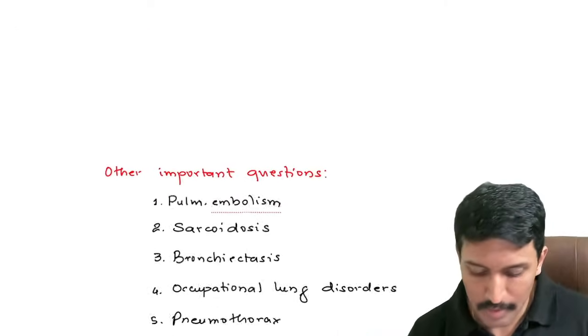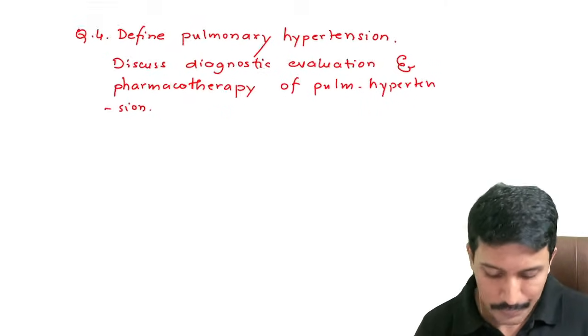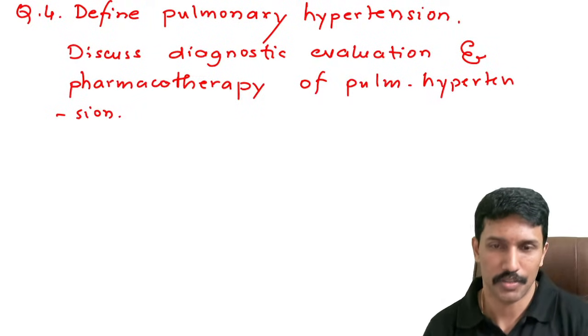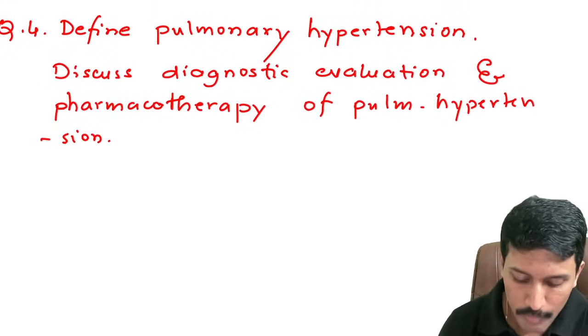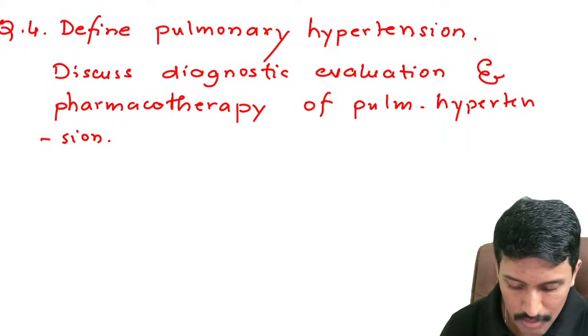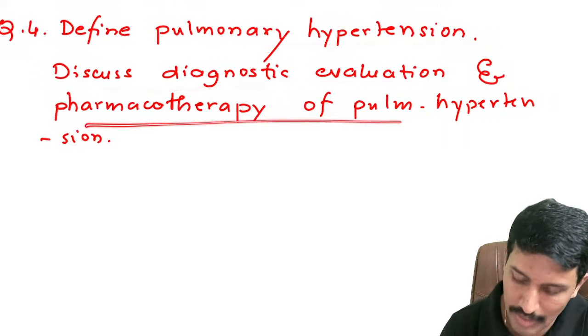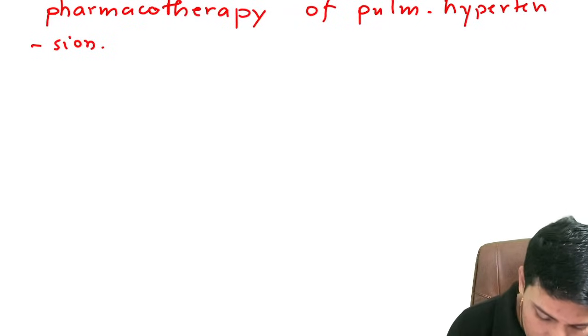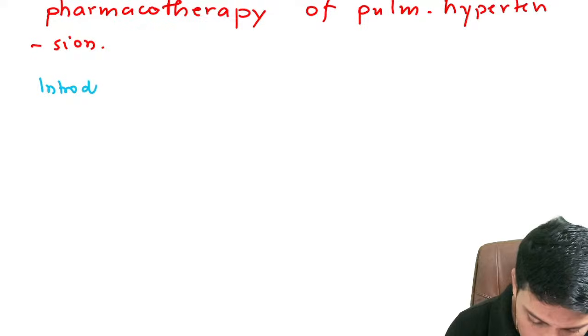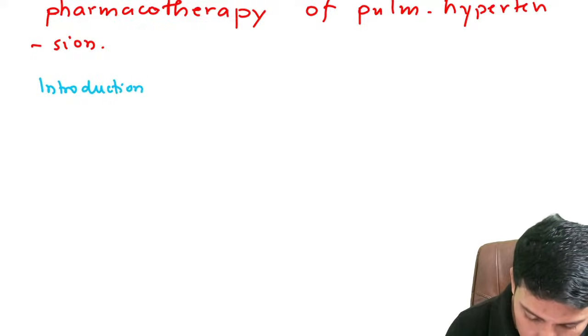Now, for the remaining 10 minutes, let me address another important question, which is pulmonary hypertension. If they're asking a question on pulmonary hypertension, the question may go like this: define pulmonary hypertension, discuss diagnostic evaluation and its management, right? So we'll begin with an introduction. Can anybody tell me what is pulmonary hypertension and how is it different from systemic hypertension?